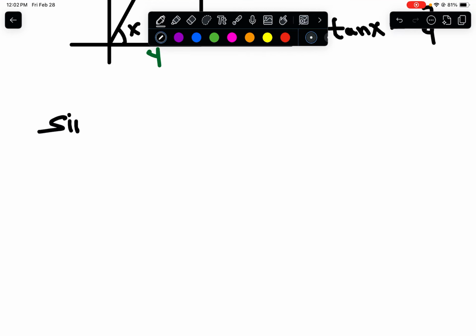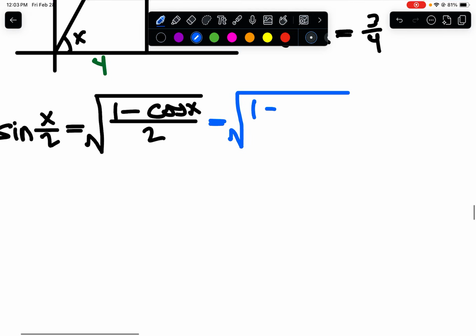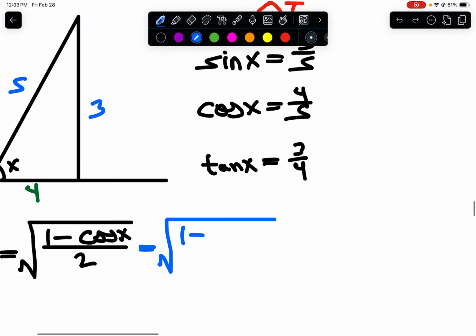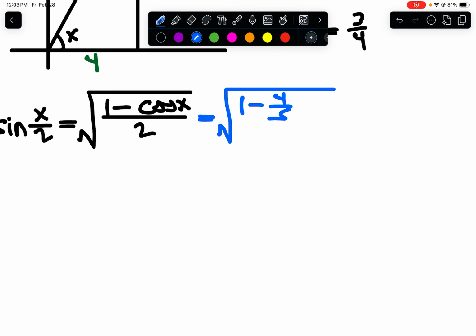So I'm going to do sine of x over 2 first. I write the formulas every time I use them just because it helps me remember them. So sine is going to be the square root of 1 minus cosine x, all over 2. And now I'm going to plug in. We're in quadrant 1, so I don't have to worry about adding a negative. So 1 minus cosine of x, which in this case is 4/5, so minus 4/5, and then that's all divided by 2. And then all of this is in the radical.